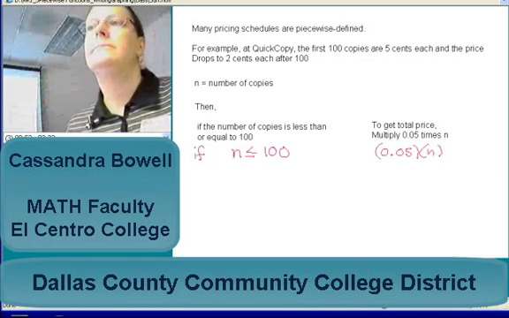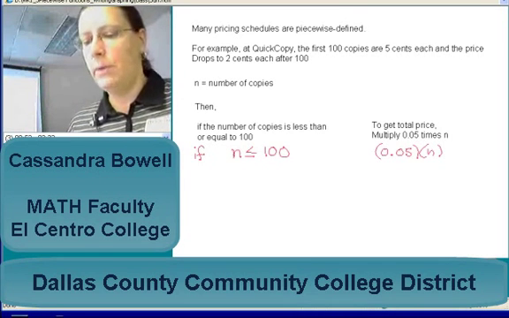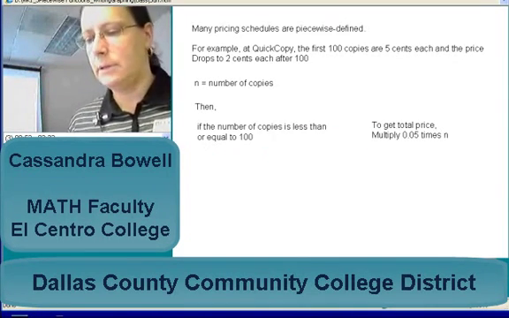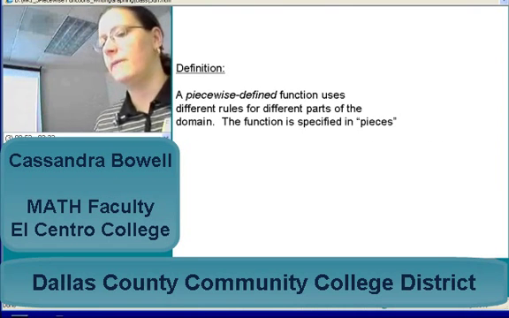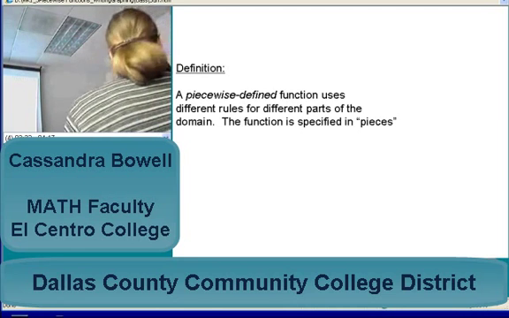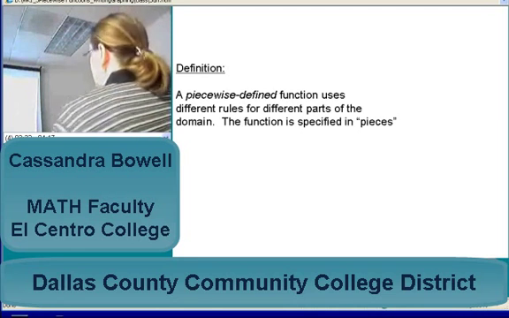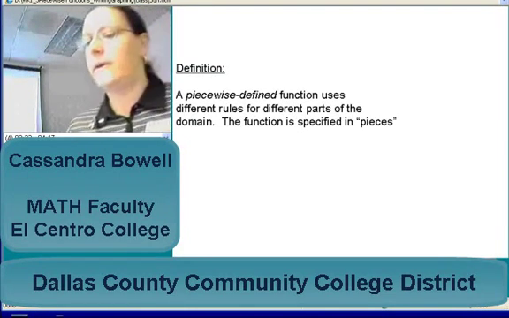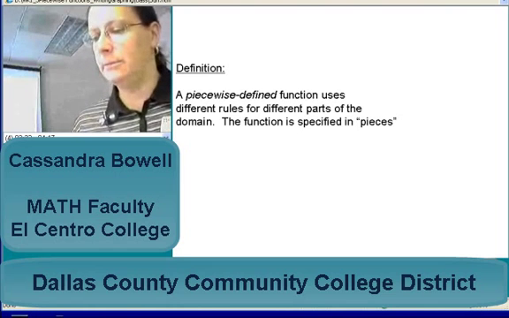Is there any way you could go back to the definition of piecewise? Okay, there's the piecewise definition again. So this is an example of a piecewise defined function because the rule is going to change depending on how many copies we buy. The function is specified in pieces.